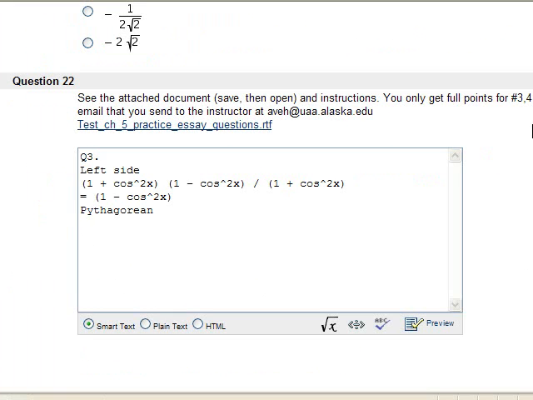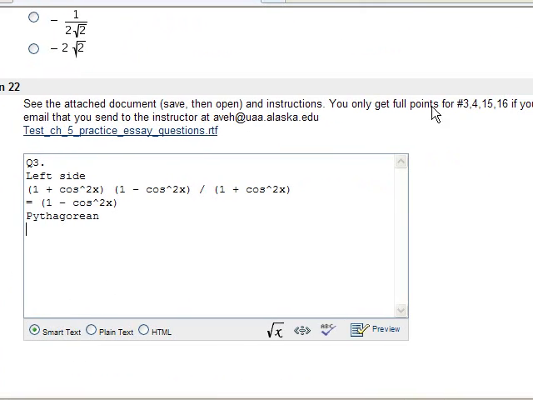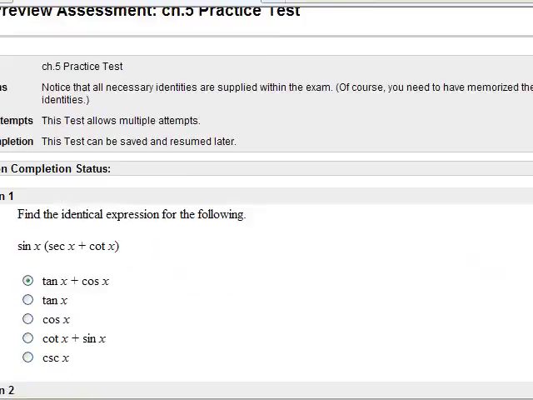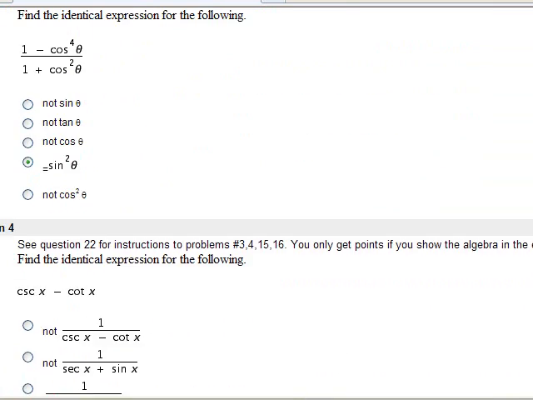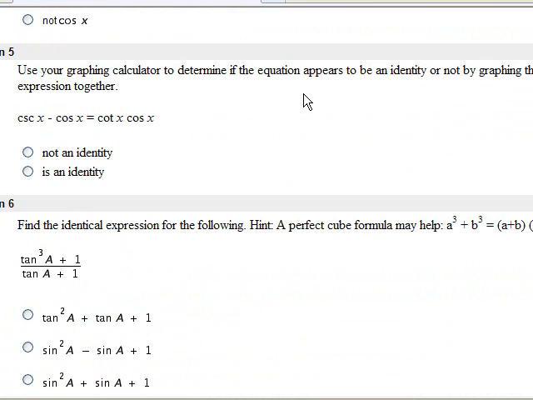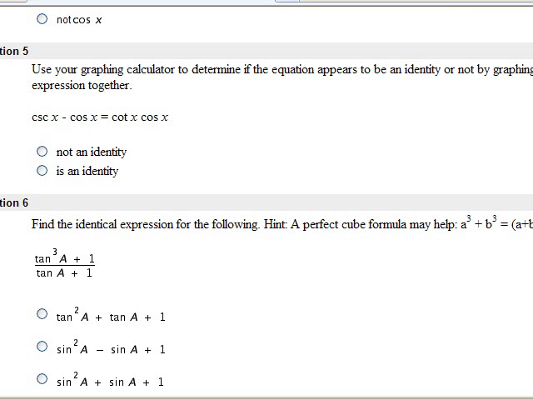Okay, I'm not going to do number 4, 15, and 16 because these would be done in the same fashion and would be also showing the kinds of identities that they're doing in this chapter. So I'm not going to do number 4 here. Let's see, number 5 says, use a graphing calculator to determine if the equation appears to be an identity or not by graphing the left expression and right expression together. So I'm going to go to the graphing calculator.